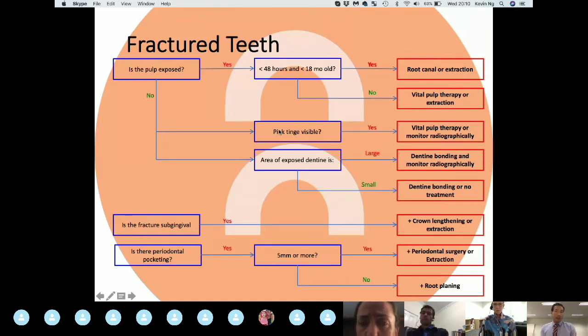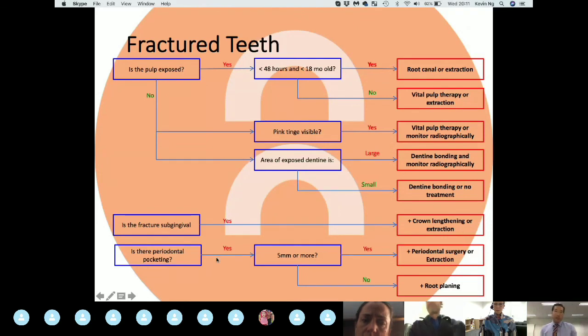And if there is no pink tinge visible, ask yourself, is the area of exposed dentin large? If the area is large and it's a relatively fresh fracture, I would recommend odontoplasty and dentin bonding and monitoring that tooth radiographically. If the area is small, then you could do dentin bonding, or oftentimes if the client's unwilling to pursue treatment, I usually say, look, it's unlikely to be a major problem, but if you can radiographically monitor the tooth later down the track, I would do that.